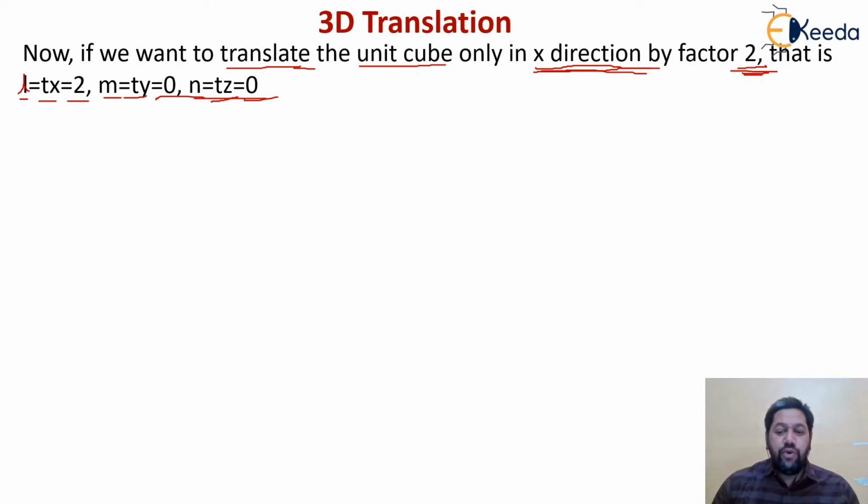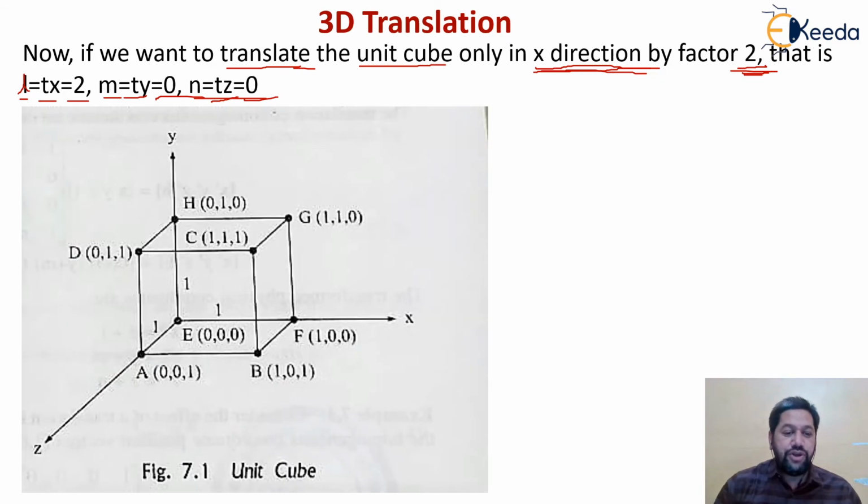Now we are going to look at how this object will be displayed. I'm taking the same diagram as we have just discussed. This is my original object, drawn with black lines. Now I want to translate this object only in the x direction, with a translation factor of 2. What is going to happen in this case? How will my object be displayed? That is what I want to draw.